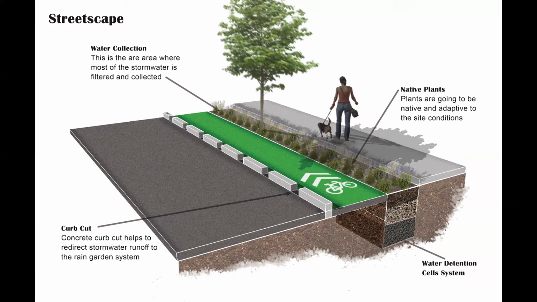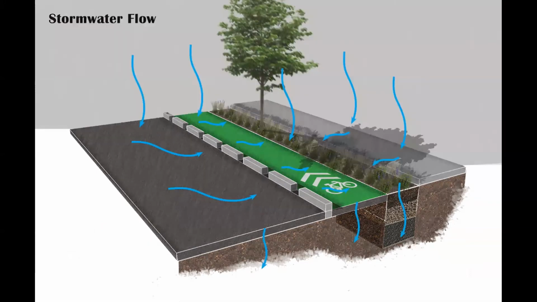Also, the water detention cell system is very important, which is the main feature in this design, where all the water is going to be filtered and stored. As we can see, the stormwater flows down to mitigate flooding, filtering into the water detention cell, where it is stored, and then it can be reused for irrigation or for any other particular use in the city of Nolanville.